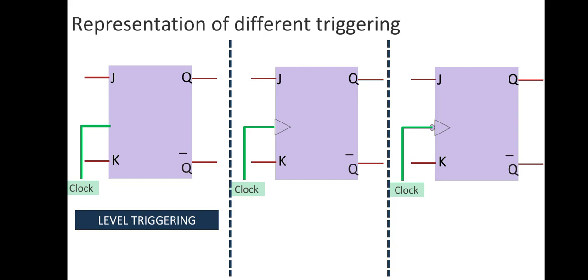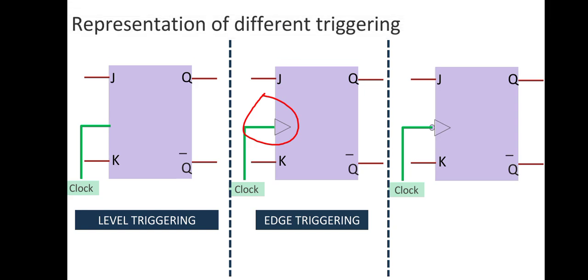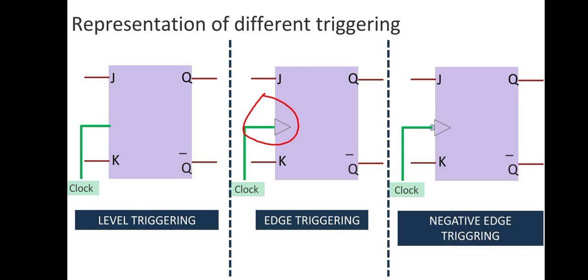So in the first diagram I have represented level triggering. In the second diagram it is representing your edge triggering. See, this is representing your edge. We'll be using these kinds of flip-flops, or these block diagram representations, only in later courses. And the last is representing your negative edge triggering. You can observe the bubble in front of that edge.